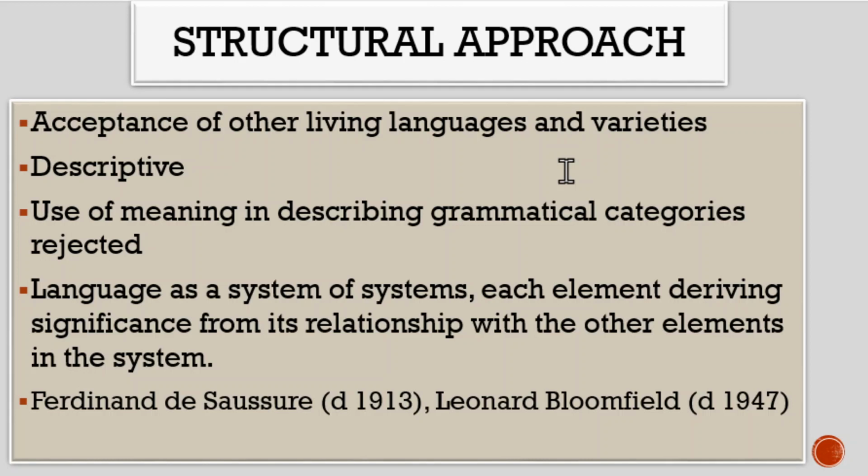I've used the word living languages to denote languages that are actually being used, unlike Sanskrit or Latin or Greek, traditional classical Greek. And also language varieties were accepted by the structuralists. Language varieties were frowned upon. Only written standard English language was considered good or acceptable by the traditionalists, but the structural approach accepted varieties like dialects, registers, etc. Unlike traditional approach, which was very prescriptive, the structural approach was descriptive, which means it described how language is spoken by people rather than saying this is how language should be spoken.